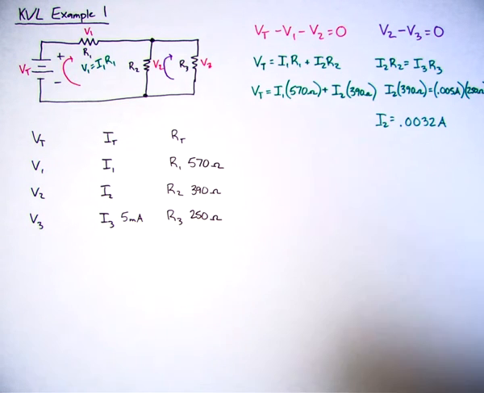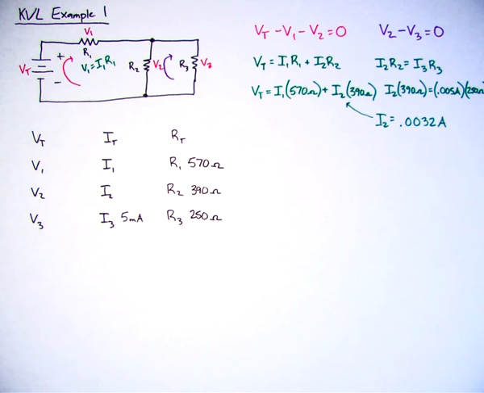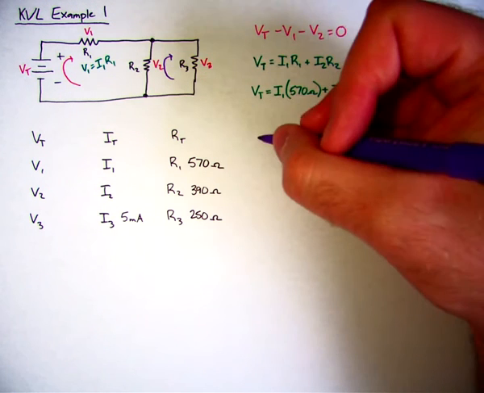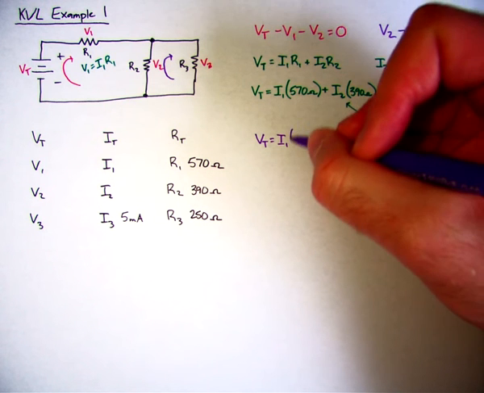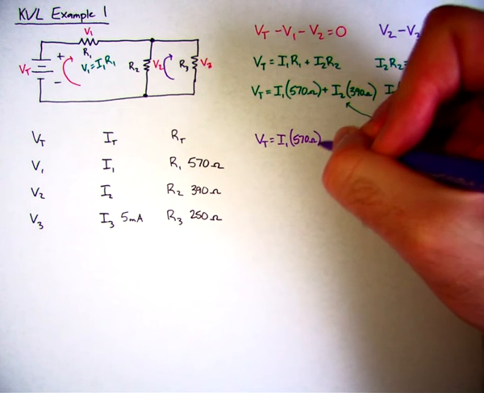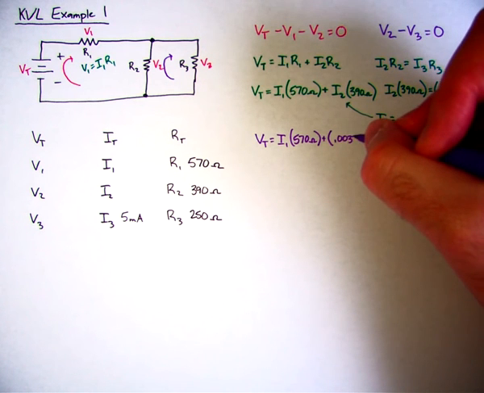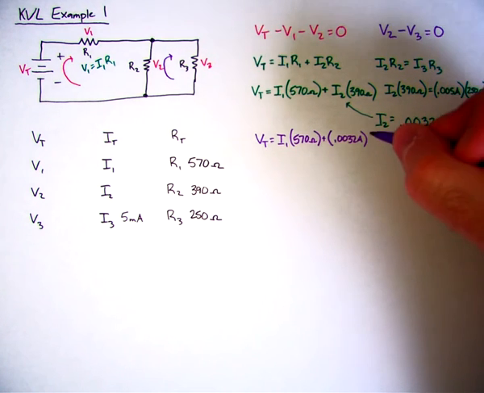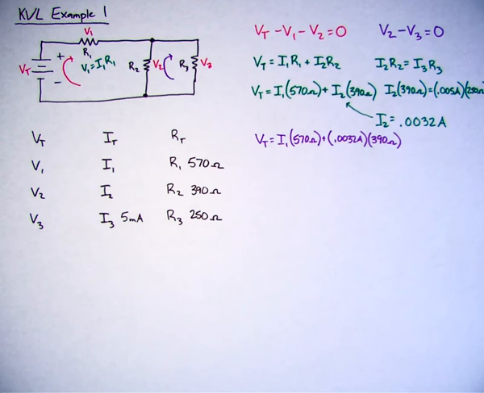Now what I can do is substitute this back in here. So if I substitute I2 back in, just going to use another color again. So VT equals I1 times 570 ohms plus I2, which is 0.0032 amps, times 390 ohms. And that's what I get. But unfortunately, I still have two variables. This is where I have to use Kirchhoff's current law.